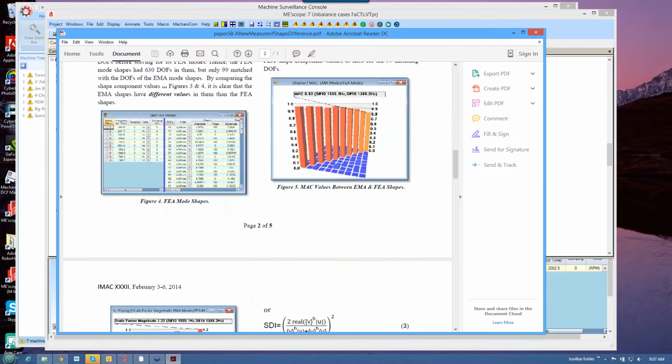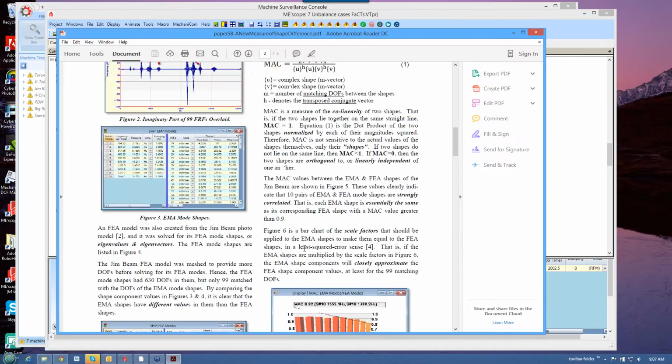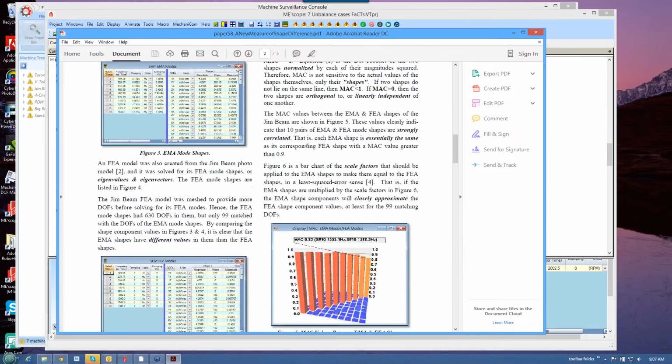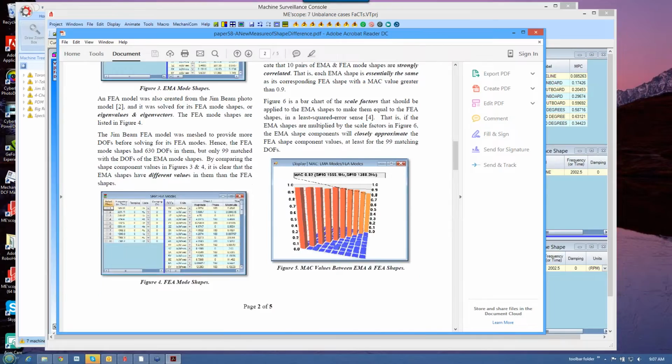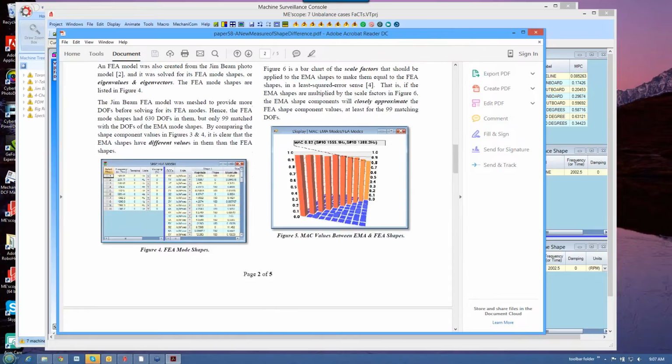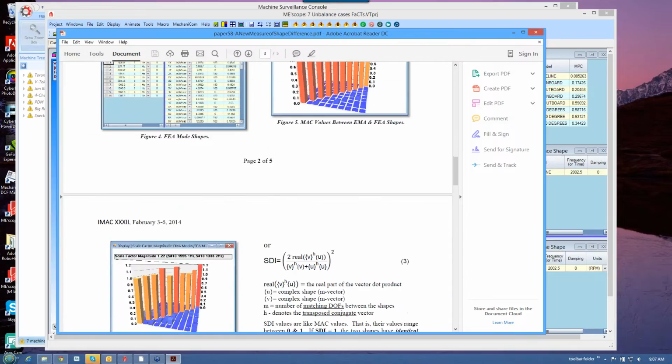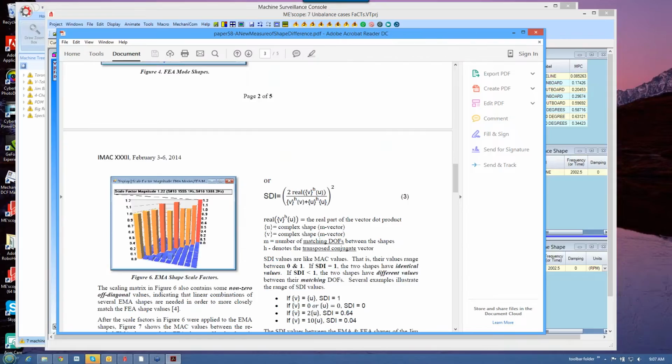Here's the shape difference formula down here. Well, before I go there, here's a picture of the MAC calculation between some different shapes. And you can see that the values are always between, this is a bar chart between two shape tables, and the values always go between 1 and 0. If the shapes are the same, it's 1. If they start to differ, then the values drop off to something less than 1. Now there's some other discussion here between some FEA and EMA shapes.